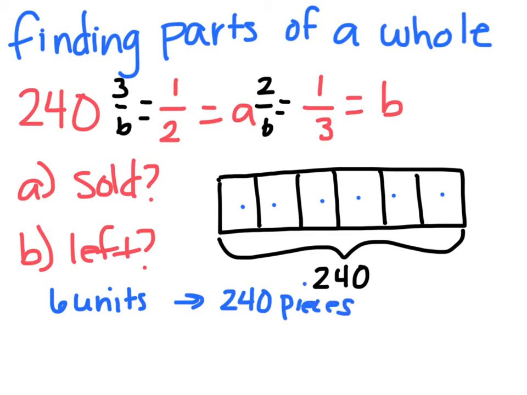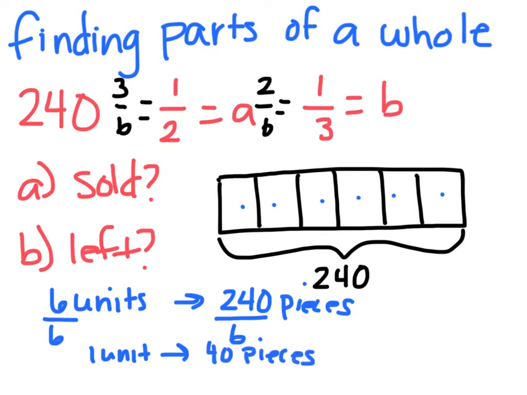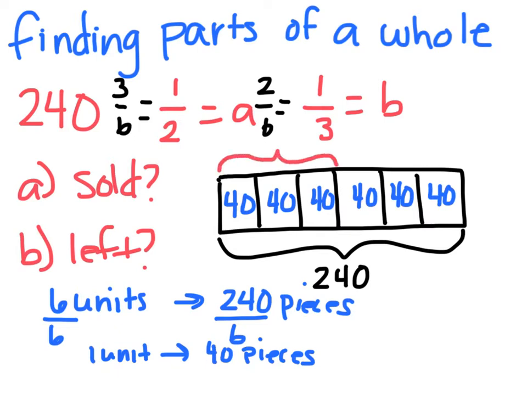We want to solve for 1 unit, so we're going to divide each side by 6. 1 unit is going to equal 40 pieces of fruit. All right, so now we can go in here and we can write 40 pieces in each box. Fabulous. So for part A, we know that our vendor sold half, which would be this many. And next our vendor sold 1/3, which would be 2/6.